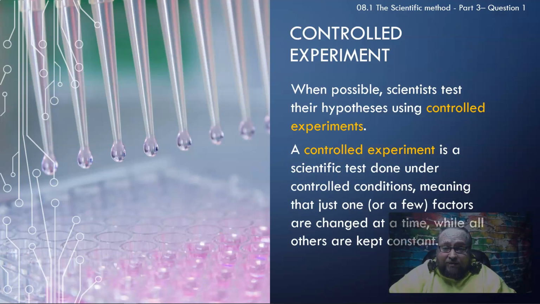So you want to, and it becomes a big role of testing your hypothesis. And if you haven't set this up before, whatever conclusions you come to at the end can be attacked, and it breaks down the rest of your overall argument. And so a controlled experiment is a scientific test done under controlled conditions, meaning that just one or a few factors are changed at a time while all others are kept constant.